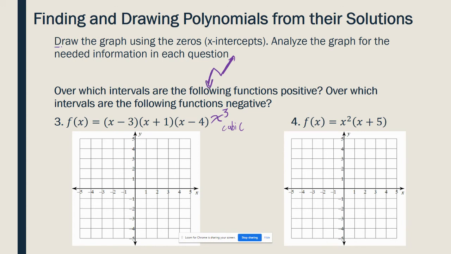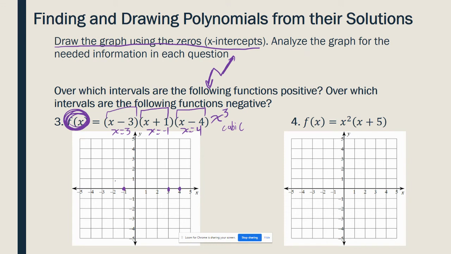So in these instructions, it said draw the graph using the zeros. Remember what zeros are when I'm talking about polynomial functions? Well, it's the solutions that I would find if the function was set equal to 0. So if each of these terms was set equal to 0 and I solved for x, I'd get x equals positive 3, x equals negative 1, and x equals positive 4. That means my x-intercepts, or my zeros, are at x equals 3, x equals negative 1, and x equals 4.